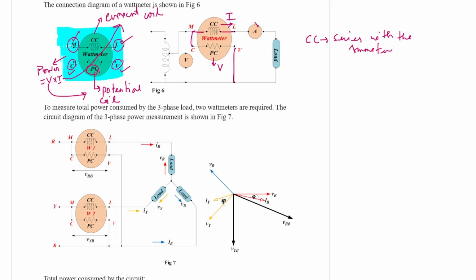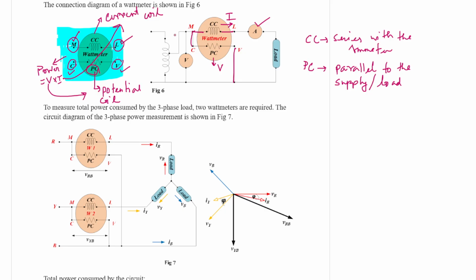This is an ammeter. And the pressure coil or potential coil must be connected in parallel to the supply or maybe the load, in order to measure the voltage of the supply or of the load.